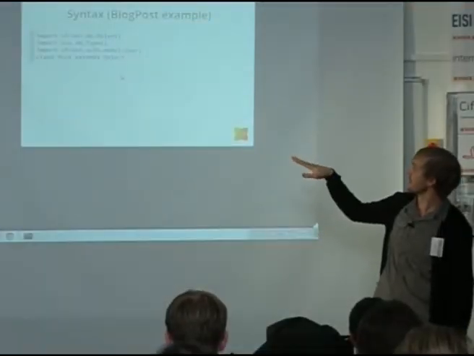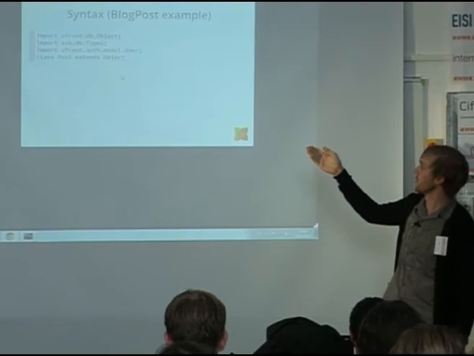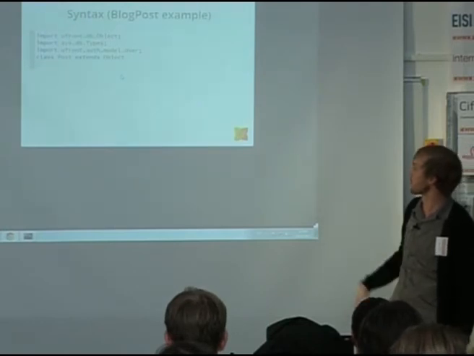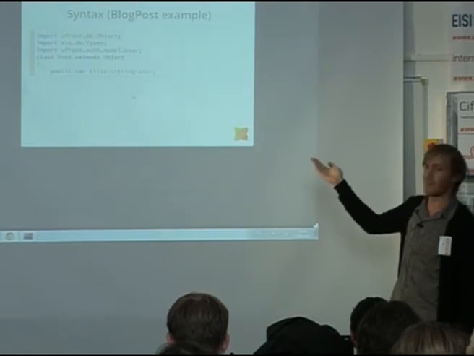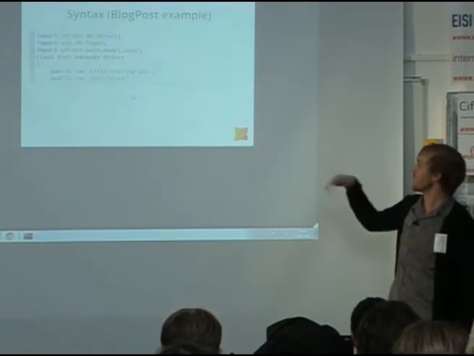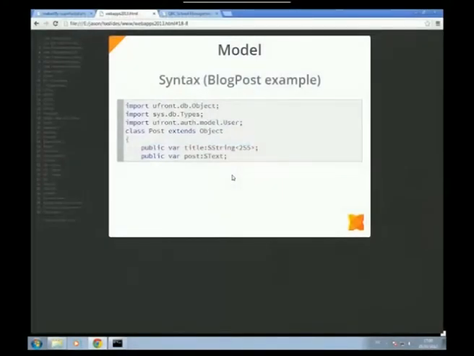So this is an example for a blog post. So class blog post, or class post extends object. And you've got a title, it's a string, it's allowed 255 characters. You've got a post, which is random text. I think it can hold up to 16 megabytes. Date and time, and whether it's been published or not. So that's all standard stuff.